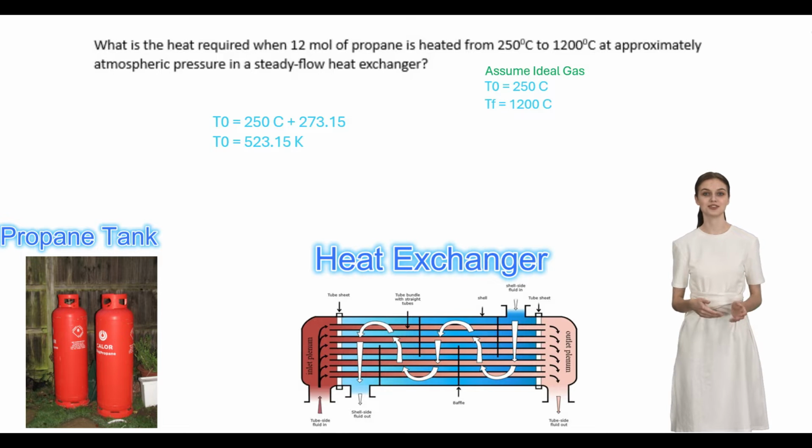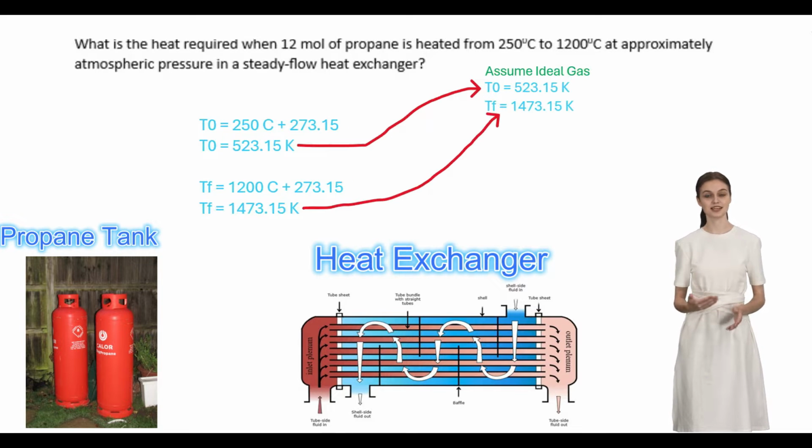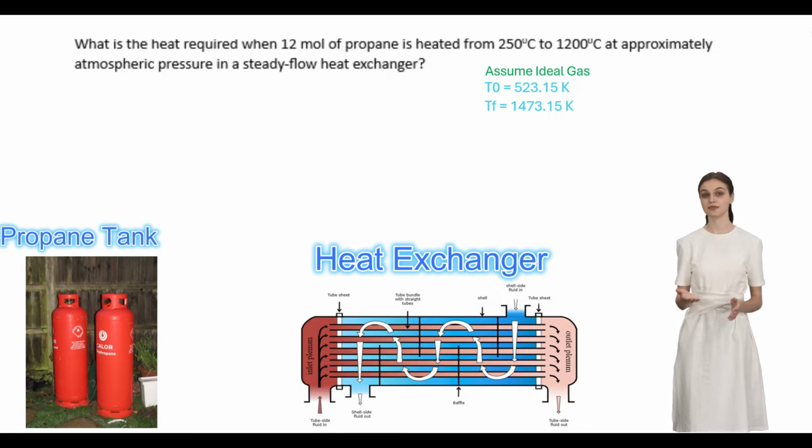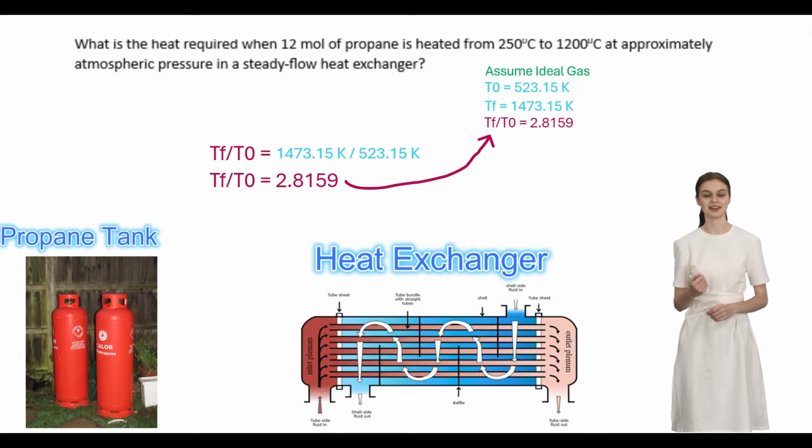Convert the initial temperature to degrees Kelvin. Likewise, convert the ending temperature to degrees Kelvin. Replace the temperature values in Celsius with temperature values in Kelvin. Find the ratio of final temperature divided by initial temperature, which equals 2.8159.